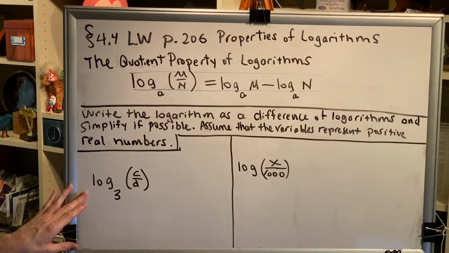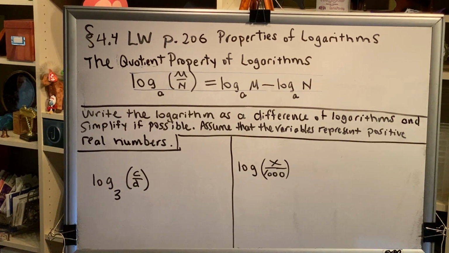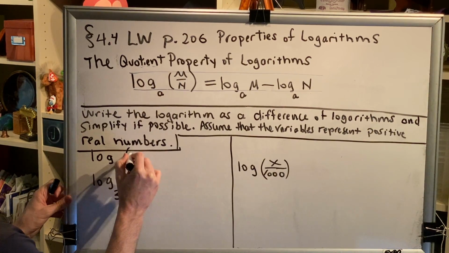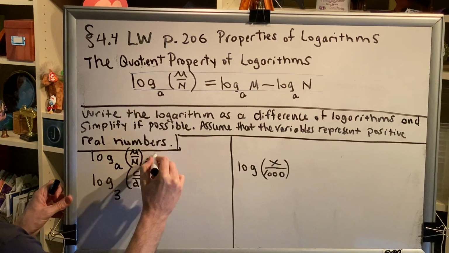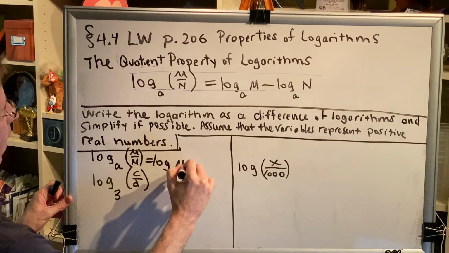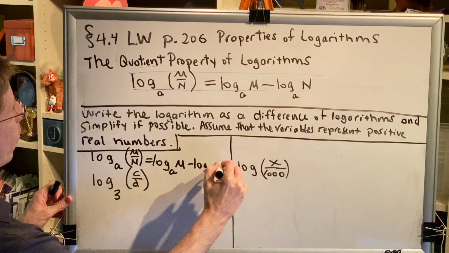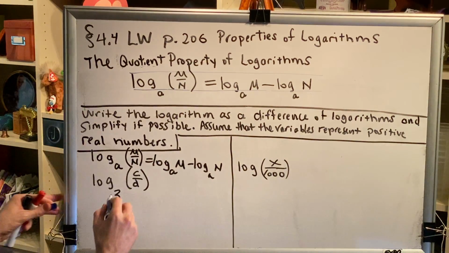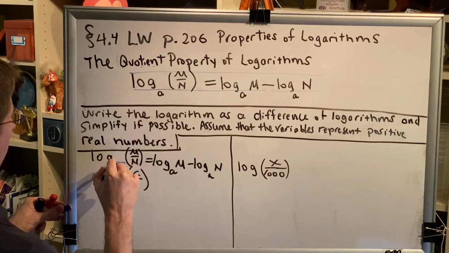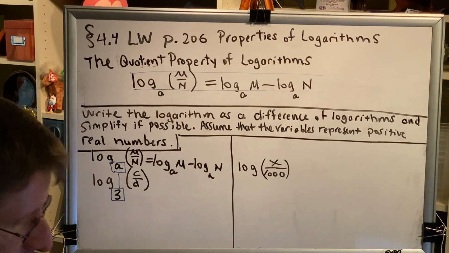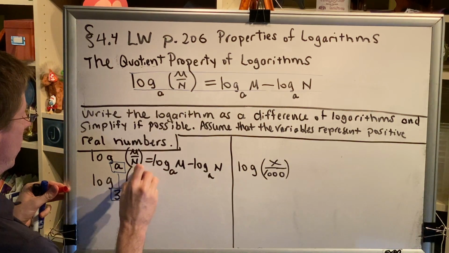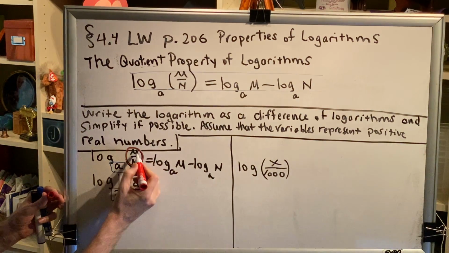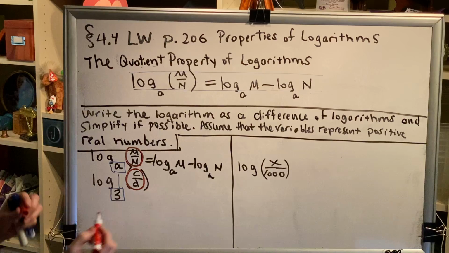Okay, here's our first logarithm. Log base 3 of the quotient c over d. Just as before, I'm going to put the log rule directly above it. So we have log base a of the quotient m over n equals log base a of m minus log base a of n. We're going to create a comparison. The first thing that we notice is that the base is 3 for this problem. So a corresponds to 3. The second thing we notice is that the argument c over d corresponds to the m over n in our rule. So m goes with c and n goes with d.